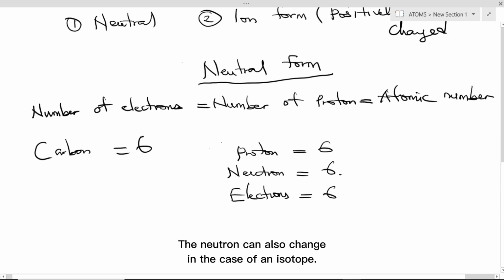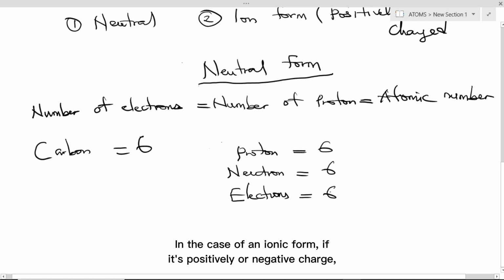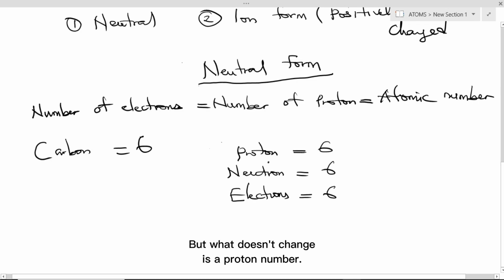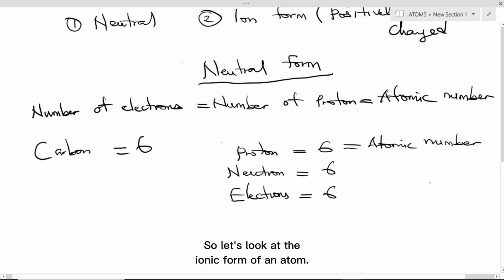The neutron can also change in the case of an isotope. Here, the proton is 6, the neutron is 6, the electron is 6. Of course, the neutron can change in the case of an isotope. The electron can change in the case of an ionic form. If it's positively or negatively charged, the electrons are going to change. But what doesn't change is the proton number. This is what determines the atomic number. So let's look at the ionic form of an atom.